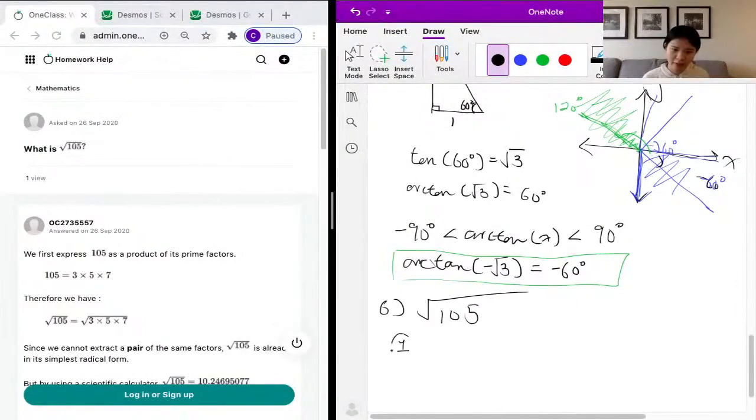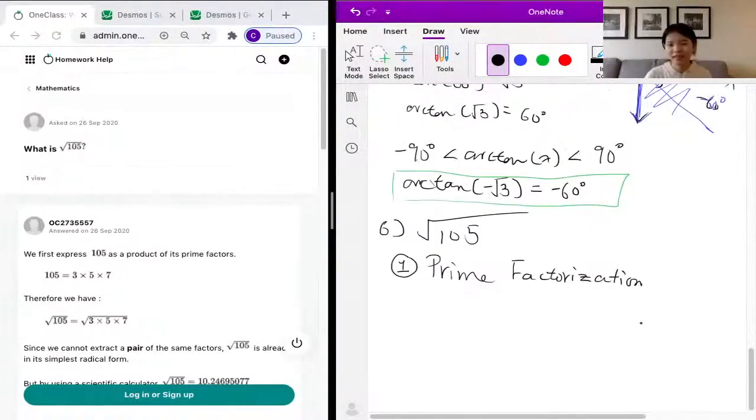The first, you should try prime factorization to see if you can solve the problem this way. Unless you have a calculator on hand, then you might want to try something else. But first, let's try prime factorization. Prime factorization is basically writing a number as the product of its prime factors.